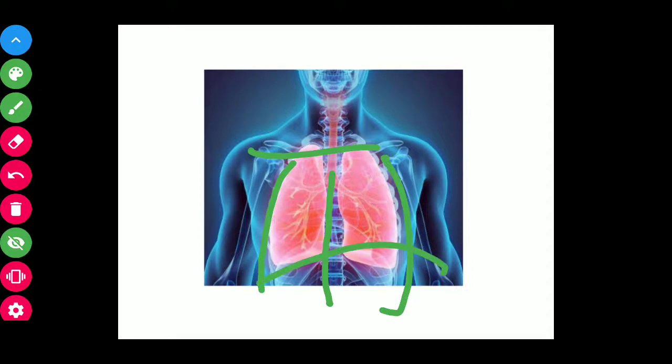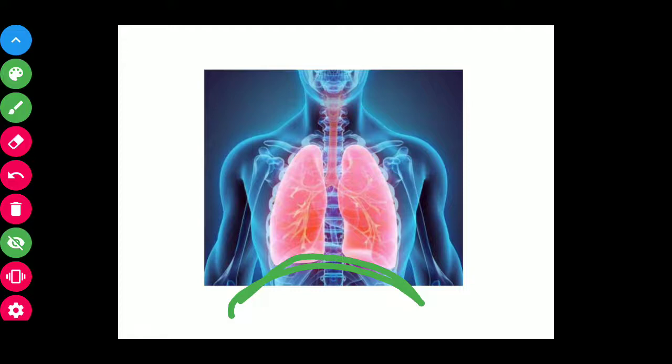The apex is rounded and rises into the root of the neck. The base is concave and lies on the thoracic surface of the diaphragm. The diaphragm separates the thoracic contents and the abdominal contents. The costal surface is convex and lies against the costal cartilages, as you can see.